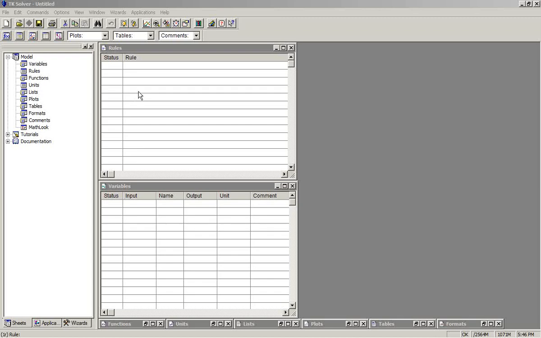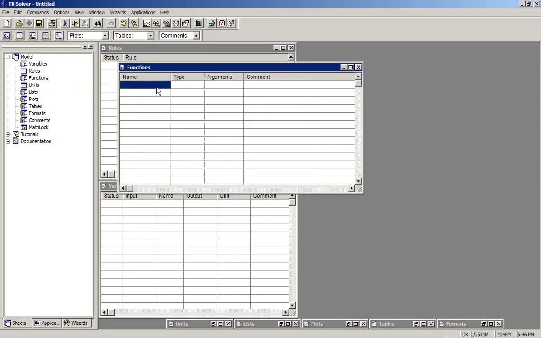Welcome to this second in the series on solving differential equations with TK Solver. In this session, we'll cover solution of sets of differential equations. To do that, we use the integrators, any one of the integrators that are built into TK, and we have them process a procedure function containing the differential equations. We'll open the function sheet, create a function called DEQ.